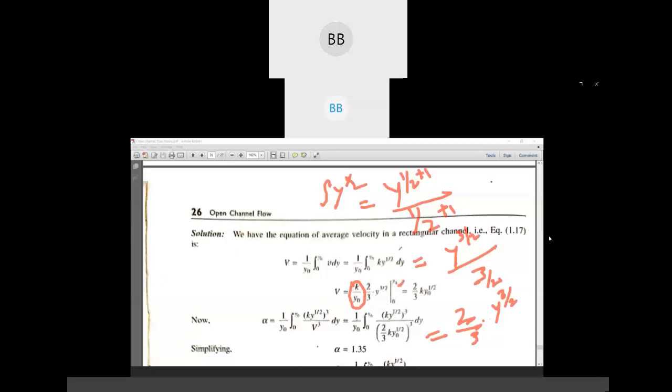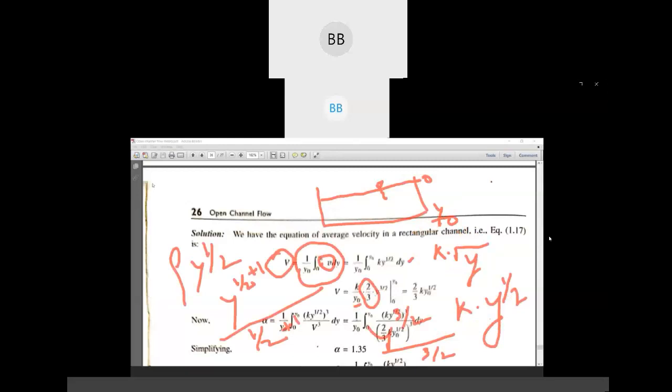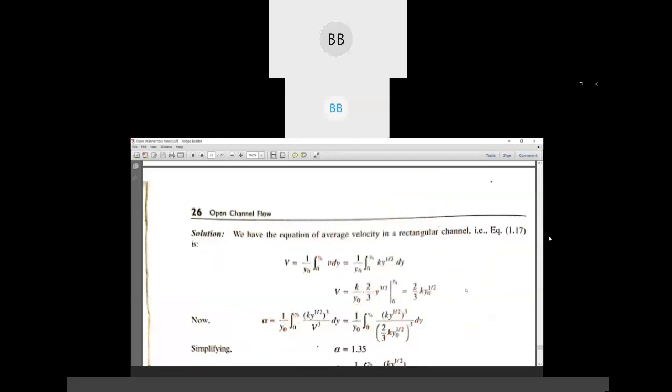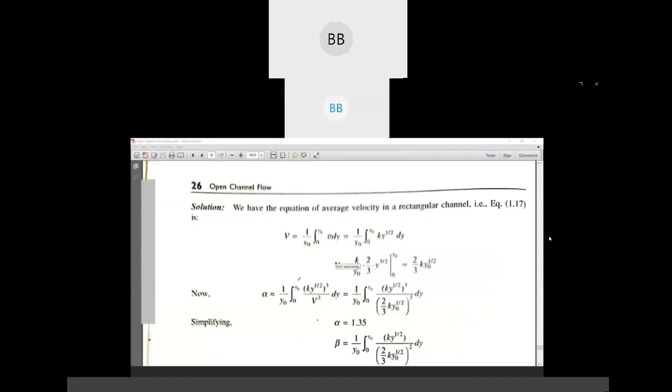Now what we have to do, now we have to substitute the limit. So k by y naught is the constant. Then 3 by 2, 2 by 3 is also constant now. Then we have to substitute the limit. Those things you have already studied in mathematics. So first, we will substitute y is equal to y naught.